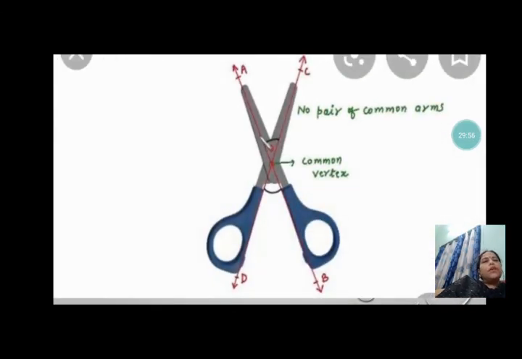Then see over here, this is an example of vertically opposite angles. This scissor has a common vertex, it does not have common arms. So this AOC and DOB are vertically opposite angles.